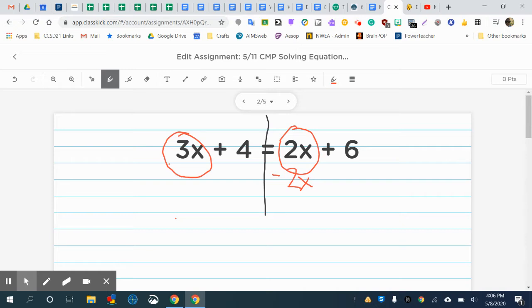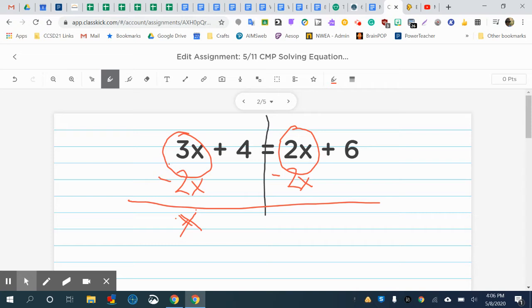Now make sure that you line your x's up because otherwise it gets super confusing. So when I subtract the 2x from my left side, I'm subtracting it from 3x. So I want to put it right below that 3x. Put my line underneath. 3x minus 2x is 1x. I can just write that as x. If you were to write 1x, that's perfectly acceptable.